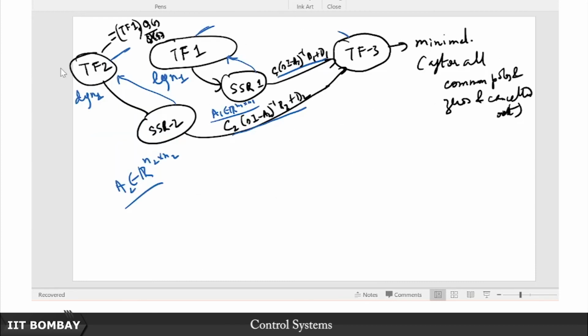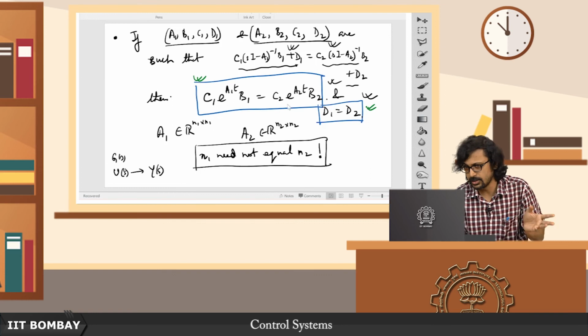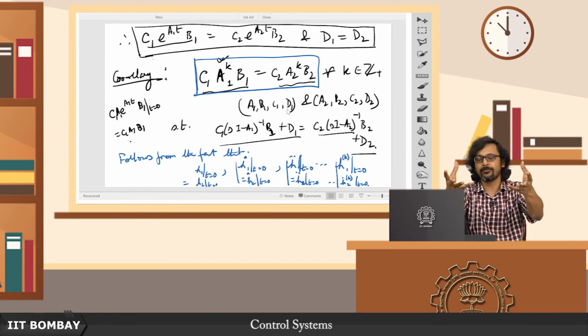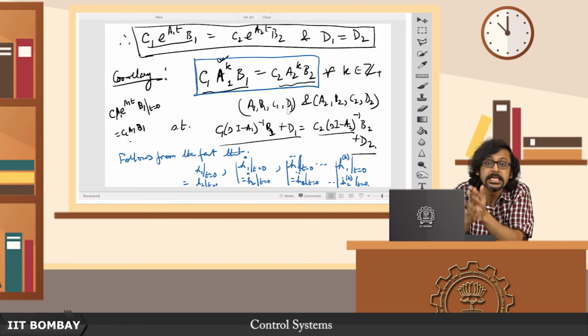Just a slide back, maybe even another slide back. As long as this result is true, that C1 e to the power A1 t B1 is equal to C2 e to the power A2 t B2, this result that we have now shown must also be true. So this is true provided you have the two state space realizations, irrespective of the number of states in each of the realizations. One may be a minimal realization, the other may not be a minimal realization, but this result holds true in any case. Between any two realizations which lead to the same transfer function, this result must be true.